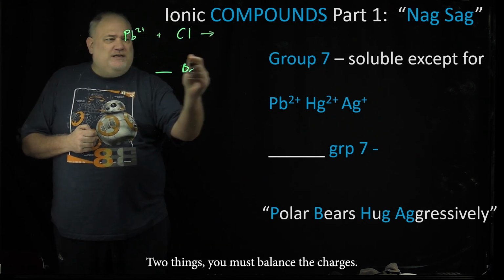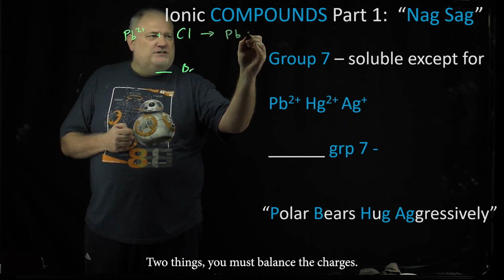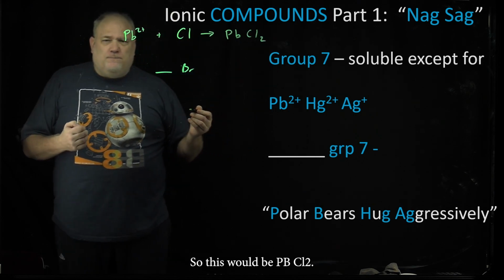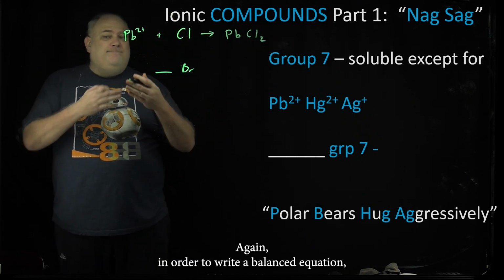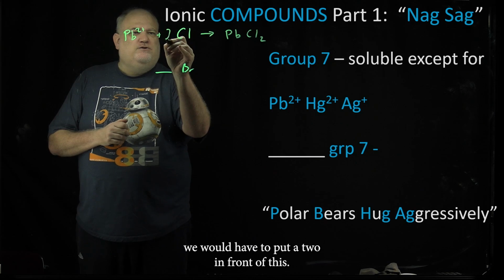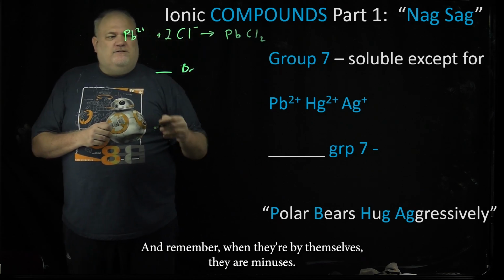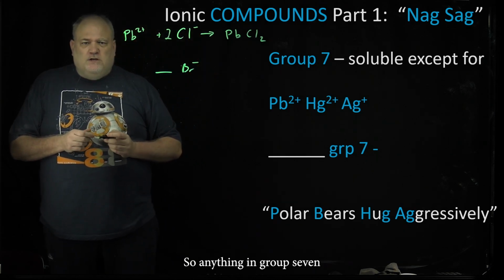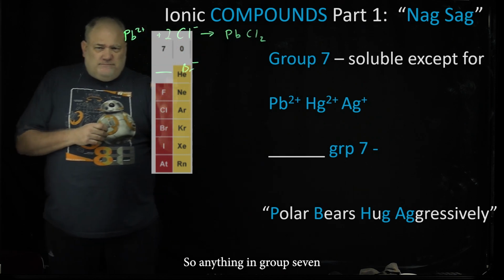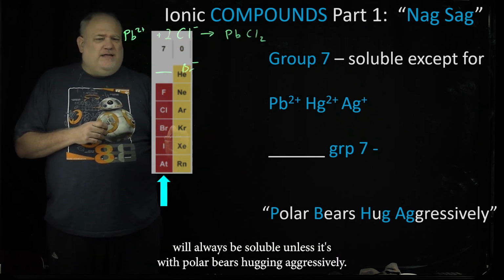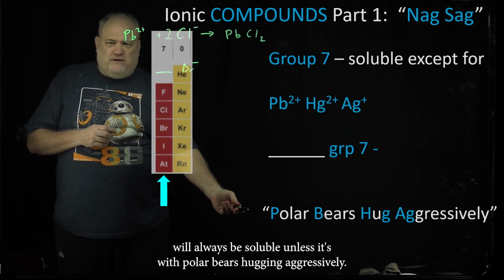Anytime you hook up 2 things, you must balance the charges. So this would be PbCl2. Again, in order to write a balanced equation, we would have to put a 2 in front of this. And remember, when they're by themselves, they are minuses. So anything in group 7 will always be soluble unless it's with polar bears hugging aggressively.